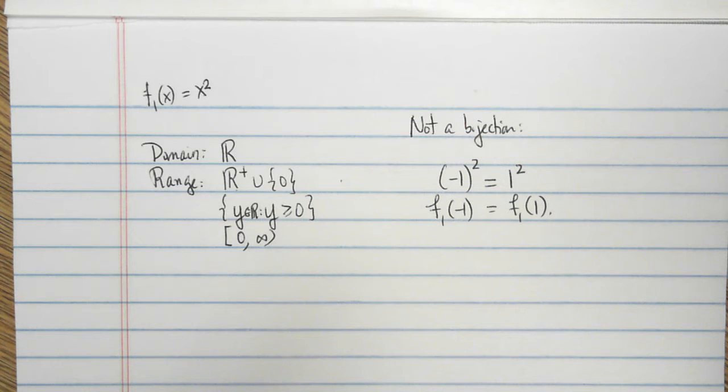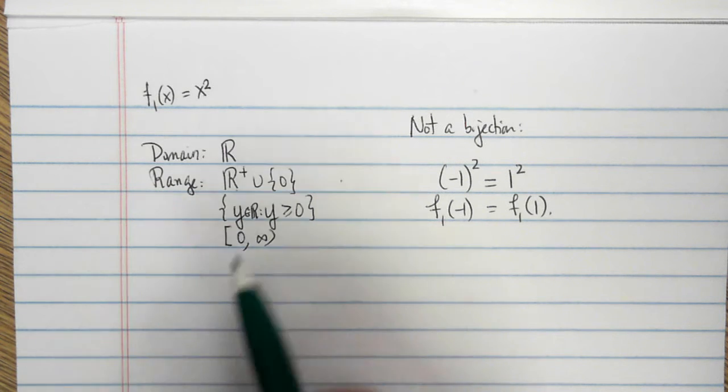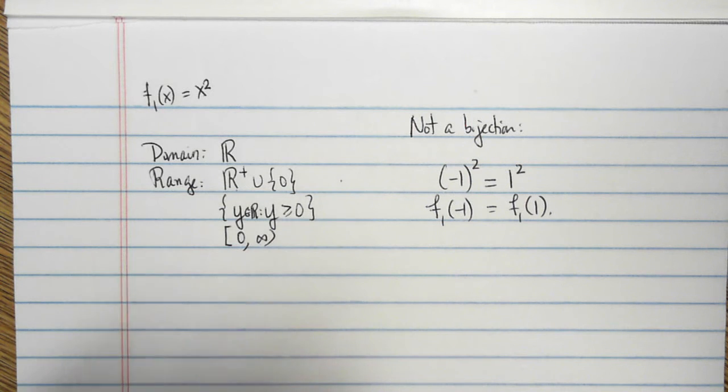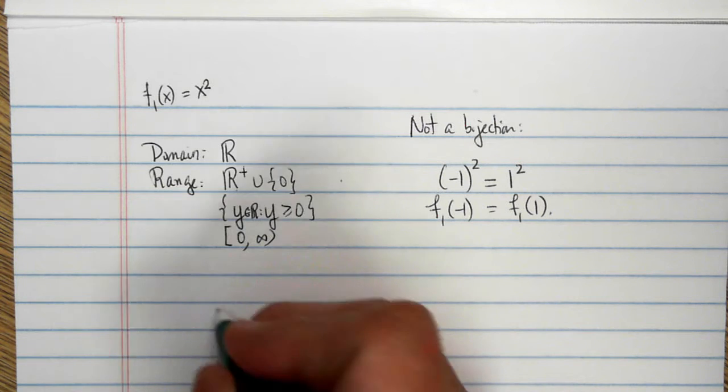Now it is possible to find the inverse if I restrict the domain, because obviously you know what a square root function is. But the way it's set up now, if I permit any number to be in the domain, then this function does not have an inverse.